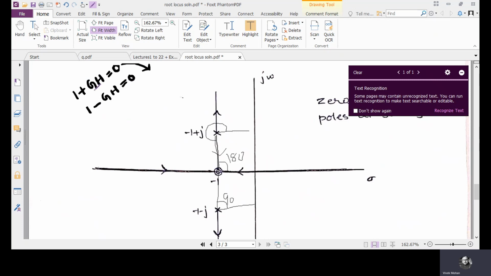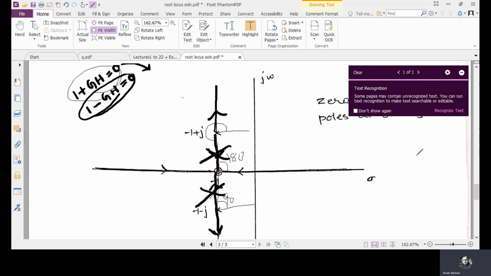This is for 1 plus GH. So if the branch leaving from minus 1 minus j is symmetric to this branch, then this branch should be like this, right? But for 1 minus GH, we need inversion. So when this is inverted, this will become like this, and this will become like this. So this is not there.